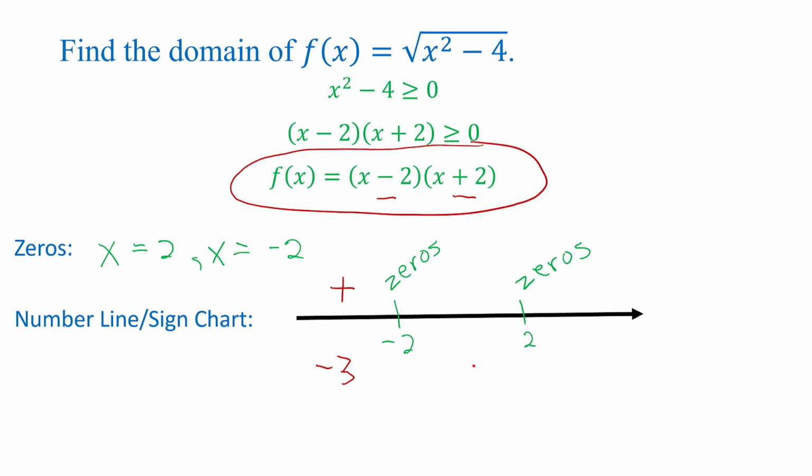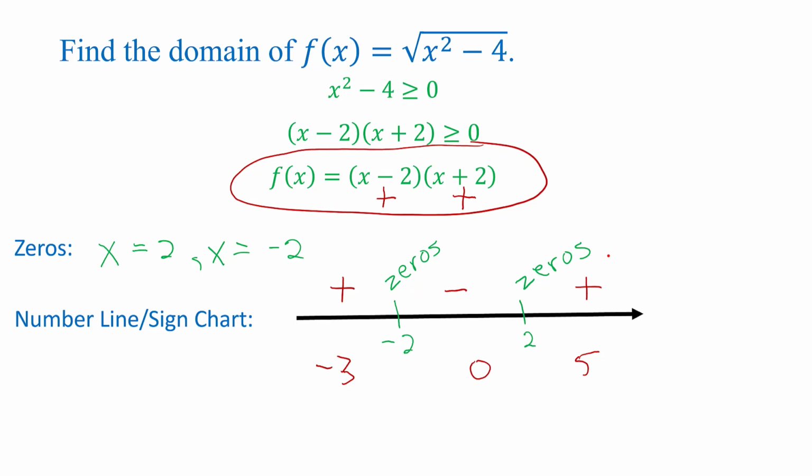Then between negative 2 and 2, let's test 0. It's usually the easiest. 0 minus 2 is negative. 0 plus 2 is positive. So a negative times a positive is negative. To the right of 2, let's try 5. 5 minus 2 is positive. 5 plus 2 is positive. So to the right of x equals 2, all of our y values are going to be positive.